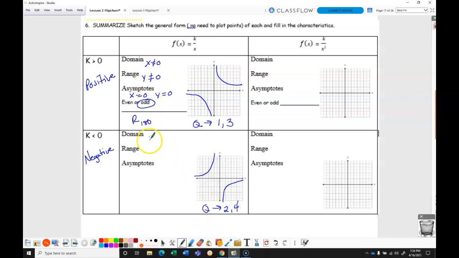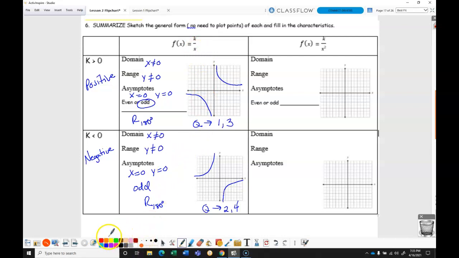The domain and range stay the same. X does not equal 0. Y does not equal 0. The asymptotes remain the same, x equals 0 and y equals 0. And this one is still an odd function because it has a rotation symmetry of 180 degrees. So that summarized all the ones that were over x to the first power.